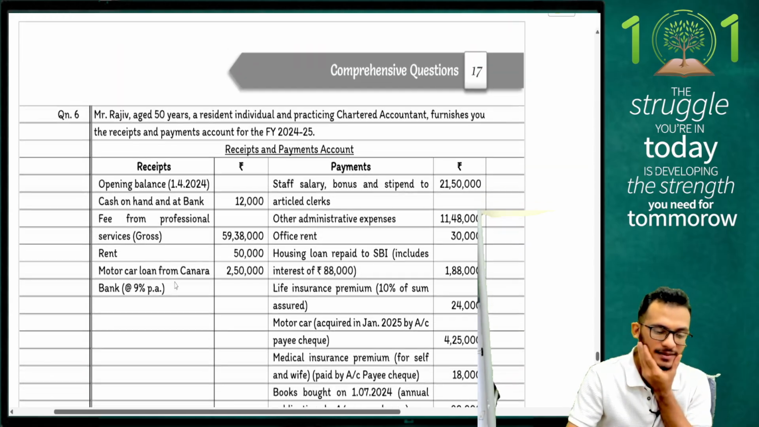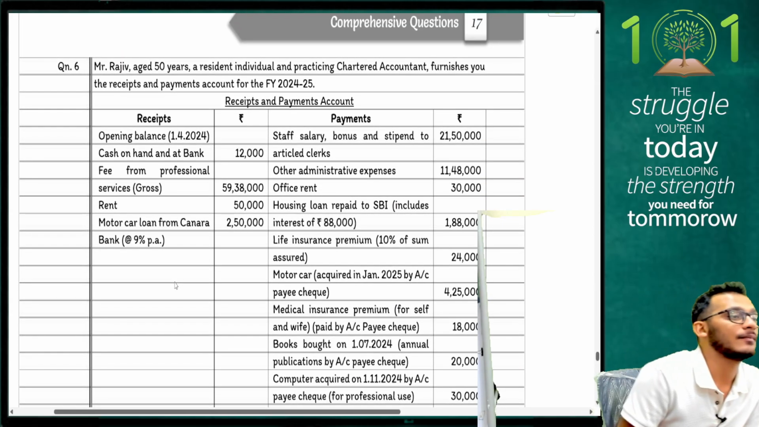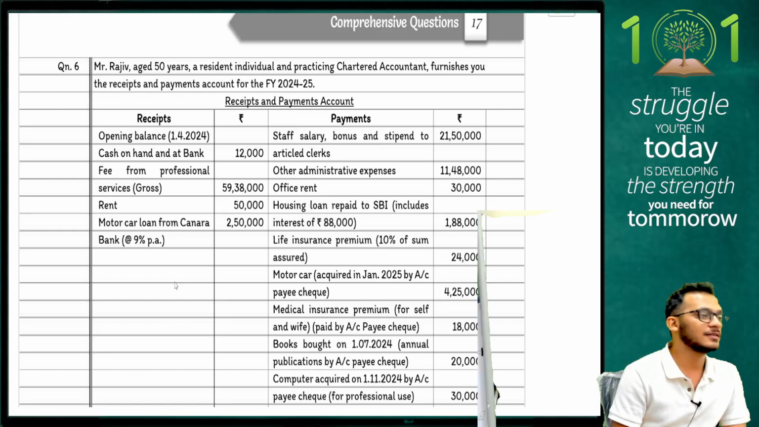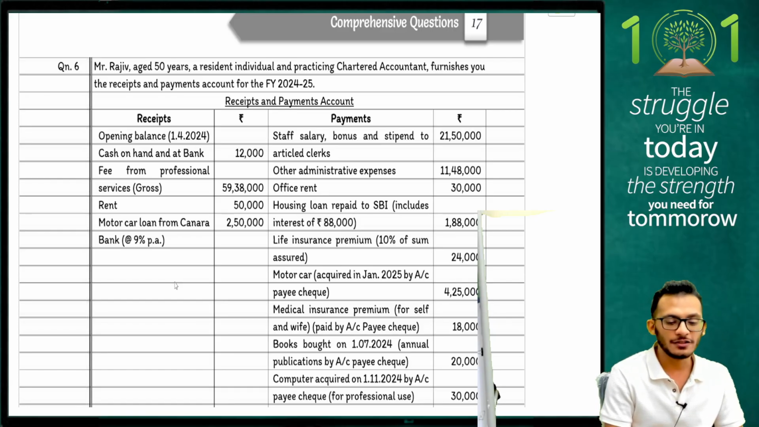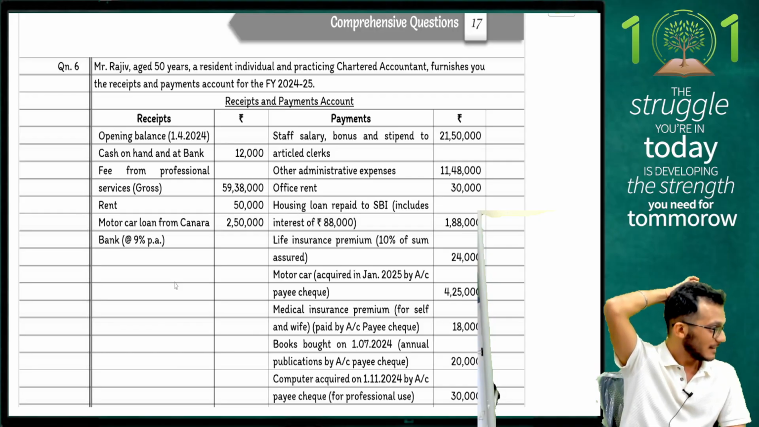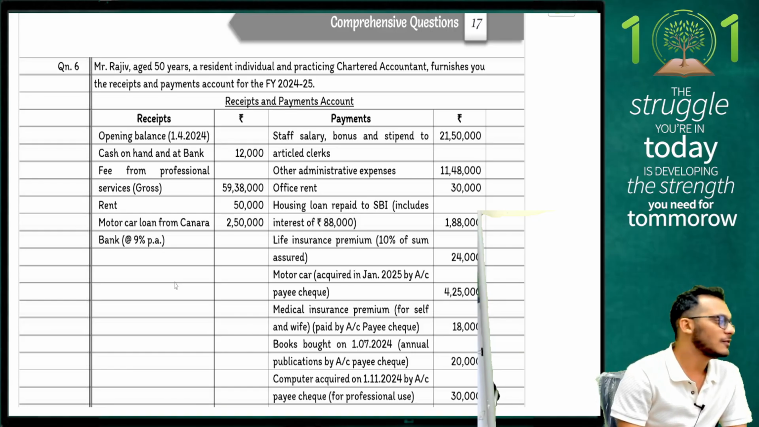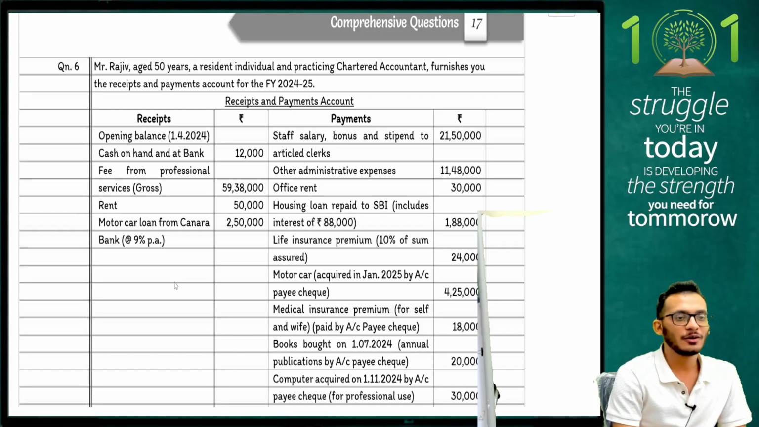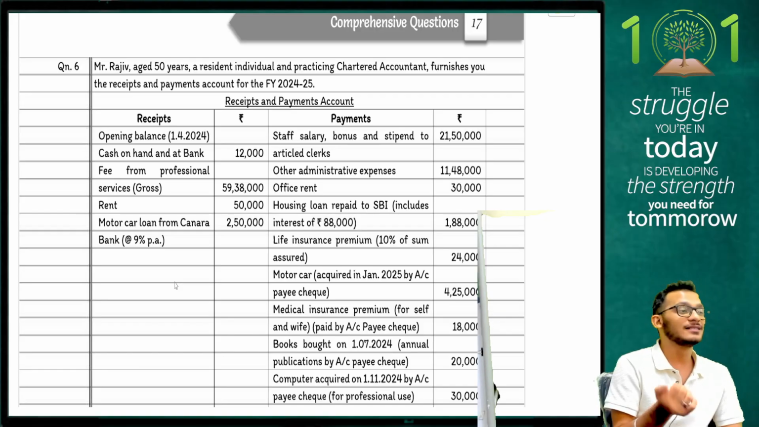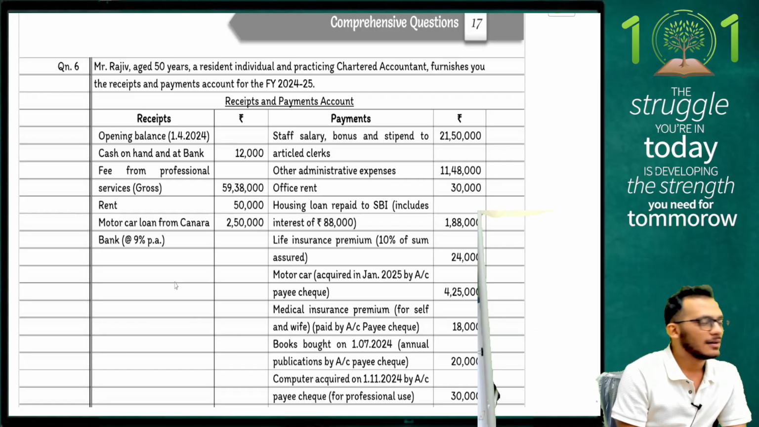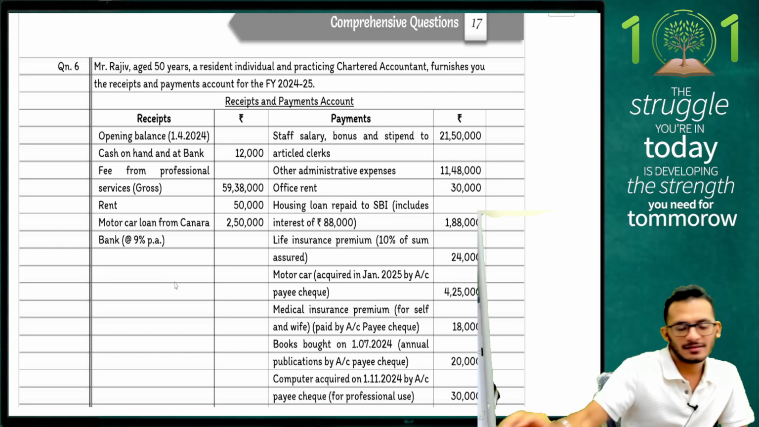We're doing question 6. The question says Mr. Rajiv, a resident individual practicing chartered accountant. The person is in profession. They furnish you with the following receipts and payments account, meaning now they've given you the cash book. You have to prepare the P&L. So now you are going to do the opposite. You will not tell me disallowed or allowed. You will say whether you should claim or not claim. Correct? Yes. Keep that in mind.